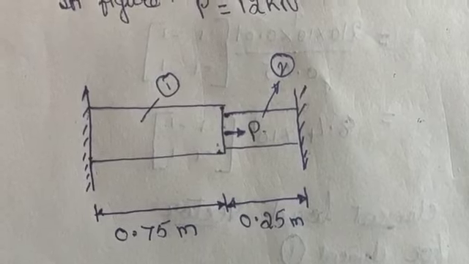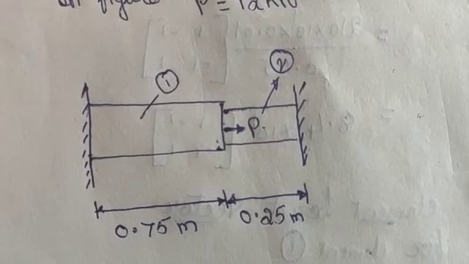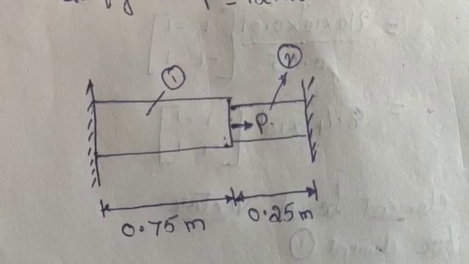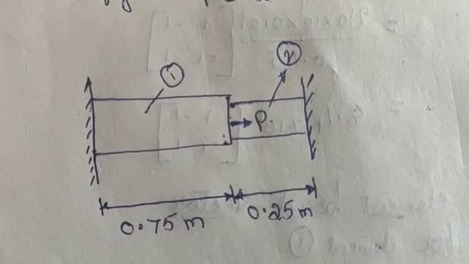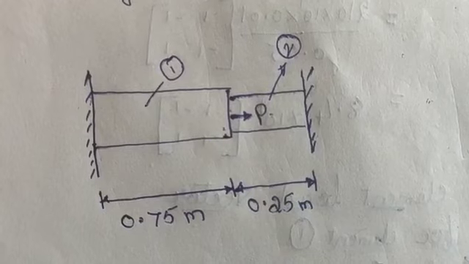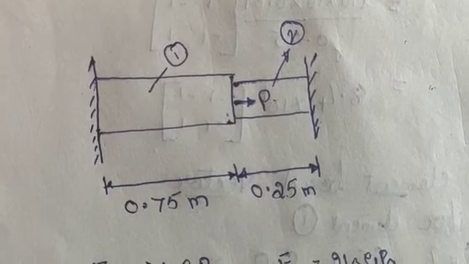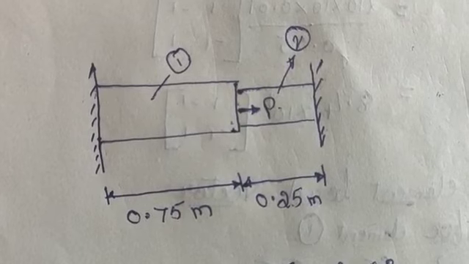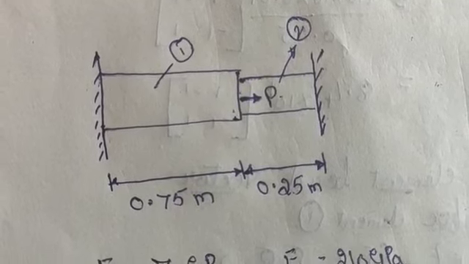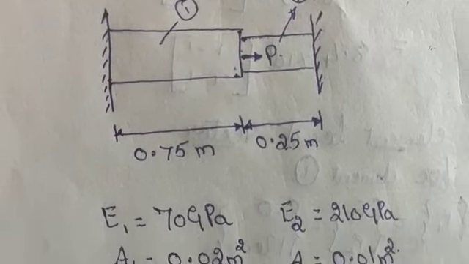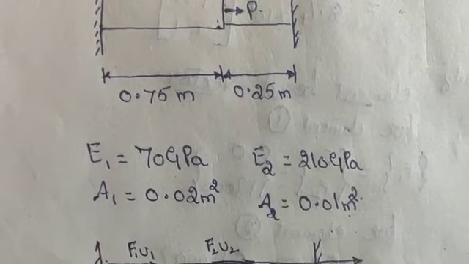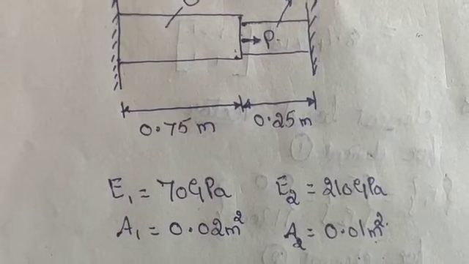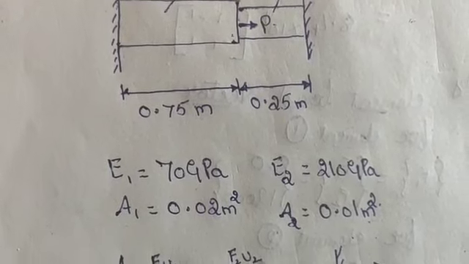See, this is the figure here. It has been fixed at both the ends. Therefore, it has been considered to be two elements, element 1 and element 2. The length of element 1 is given as 0.75 meters, and the length of element 2 as 0.25 meters. Young's modulus of element 1 is given as 70 GPa, and of element 2 as 210 GPa.